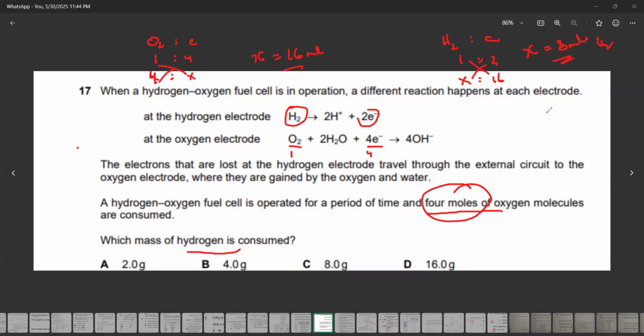8 moles of hydrogen. What is the mass of this hydrogen? 8 is the moles of hydrogen, and the mass of each mole of hydrogen is 2. So 8 multiplied by 2, what will I get? I'll get 16 grams of hydrogen. So what I did: using the moles of oxygen, I got the moles of electron. Using the moles of electron, I got the moles of hydrogen by using the two equations. Is it clear?